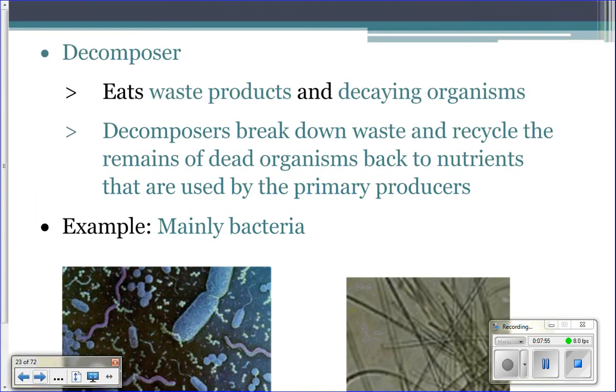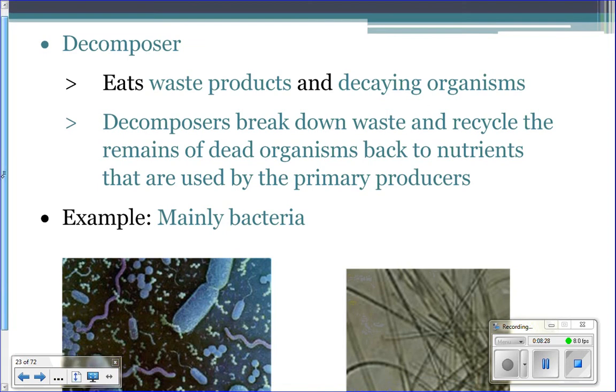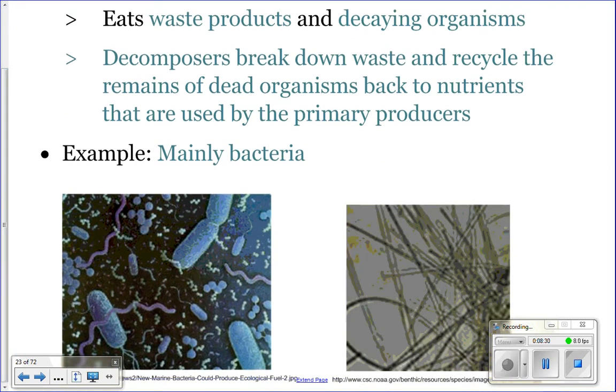Decomposers are different from your detritivores. Detritivores eat the dead stuff. Your decomposers actually break that dead stuff down and return it into the ecosystem in the form of nutrients. Decomposers eat waste products like poop, and decaying things, and they break them down and help to recycle those nutrients into the ecosystem. Most of the time, your decomposers are going to be bacteria, little single-celled microorganisms that live in the water. All right? So bacteria, decomposers.